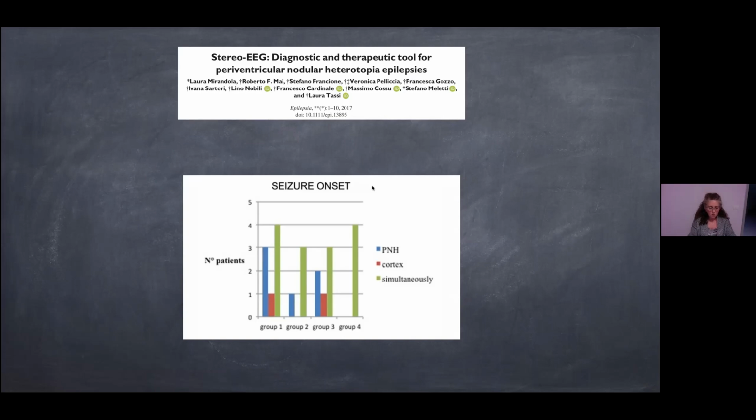In group 2, there was both simultaneously or in the nodule. In group 3, we found that more frequently it was the periventricular nodular heterotopia simultaneously with the cortex, both of them at the same time, even with the nodule itself. In group 4, all of the patients categorized in that group had synchronous activity. The seizure onset was synchronous in PNH and in the cortex.